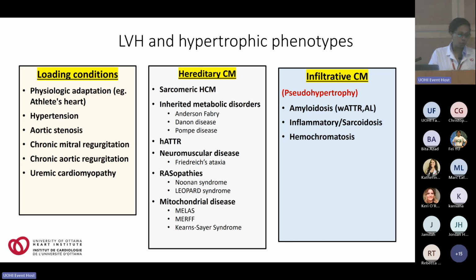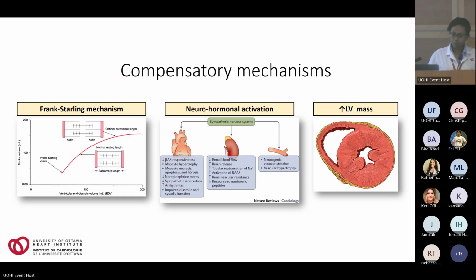So I'll go briefly through these different differentials. I'll start with loading conditions. So under loading conditions, the heart adapts by one of these mechanisms. It could be the Frank-Starling mechanism to increase the cross-bridge formation with the aim to overcome the load and maximize the cardiac output, or it could be recruitment of the neurohormonal mechanisms to increase contractility, and this could be through activation of the renin-angiotensin-aldosterone system, or through increased circulating catecholamines.